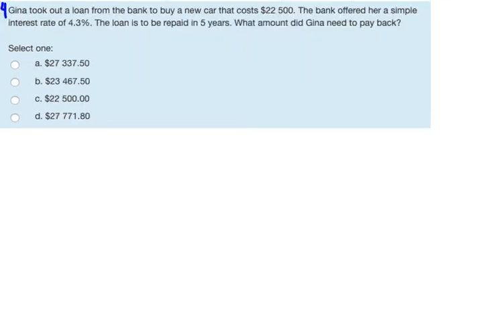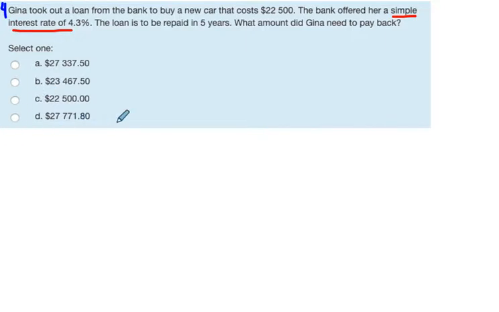With question number 4, we have another loan from the bank to buy a car that costs $22,500. The bank offers her a simple interest rate of 4.3%. The loan is to be repaid in 5 years. What amount did Gina need to pay back? Well, the key here is this right here, simple interest rate.